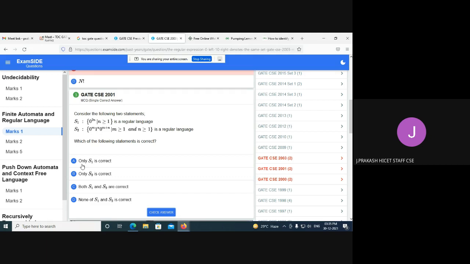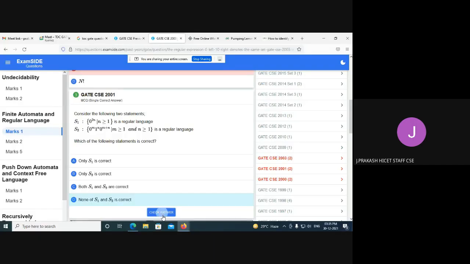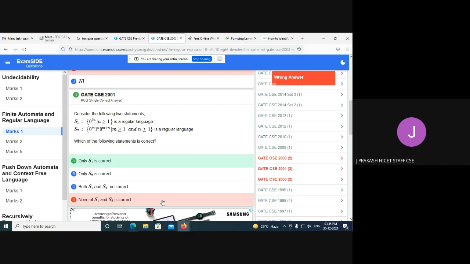We are having 2 choices, either A or D, because both the things will not be correct. Which choice are you going to select? S1 alone is correct. I told you clearly S1 and D. So, context-free language. This is a key point.